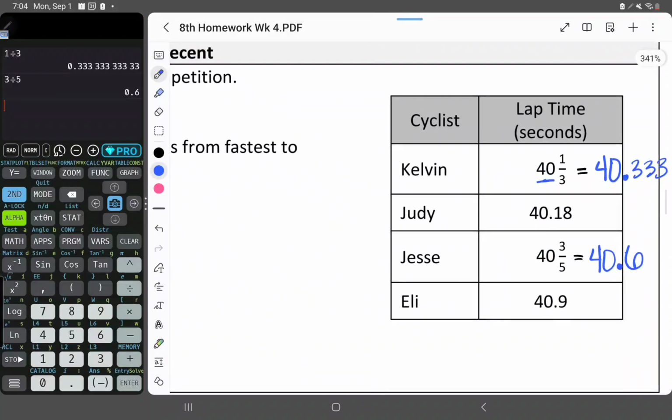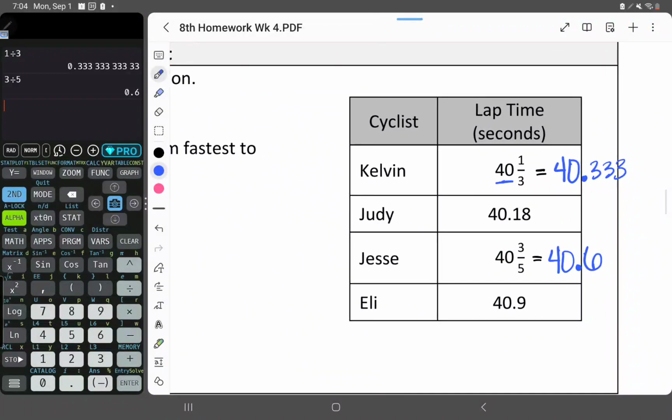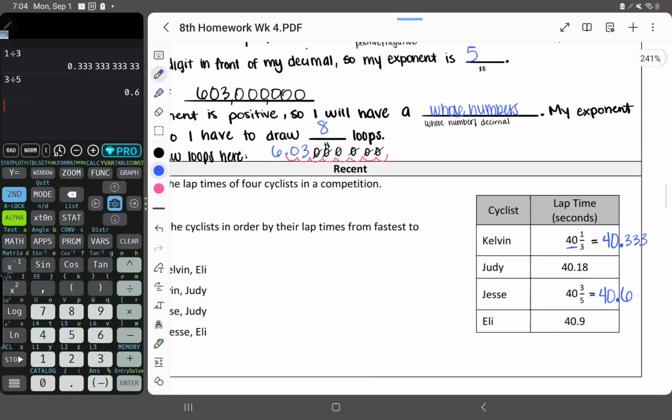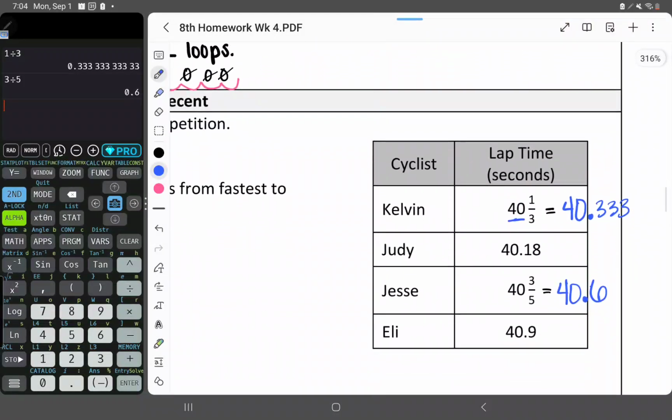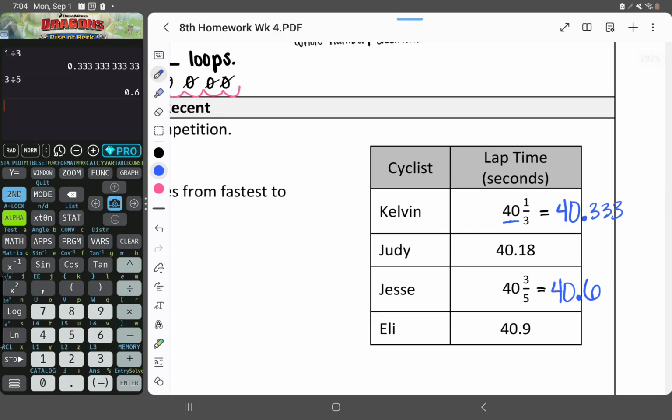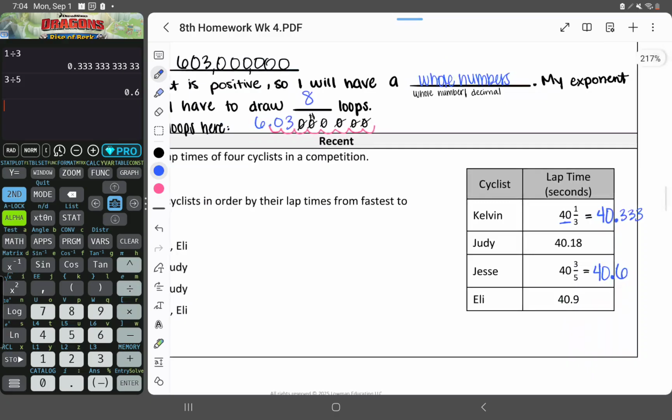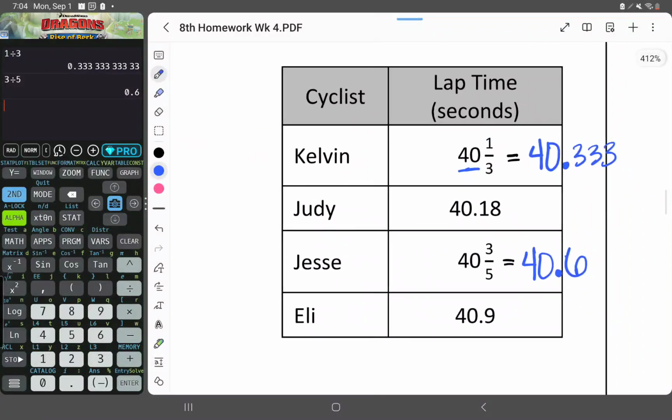So which one of these has the fastest? Well, we're talking about lap time. So think of racing on a track. The person that has the shortest amount of time is the person that went the fastest. You would much rather have a person on your team that runs like a 5-minute mile than a person on your team that runs like a 12-minute mile. So the shorter the time, the faster it is. So in this case, the fastest person was Judy because she has the shortest amount of time.